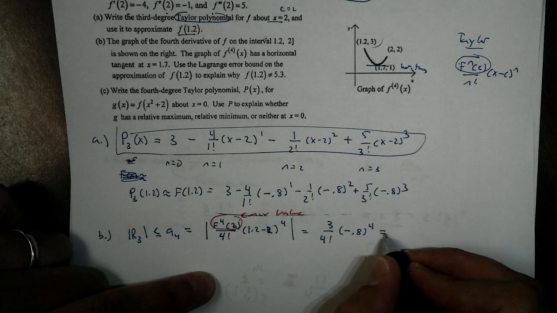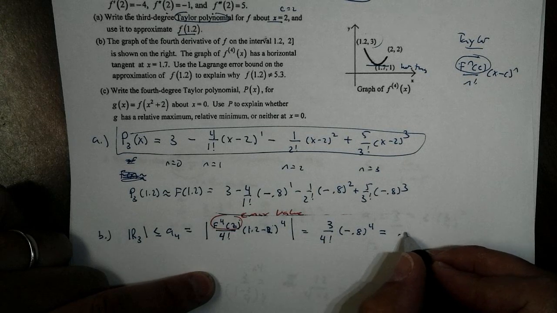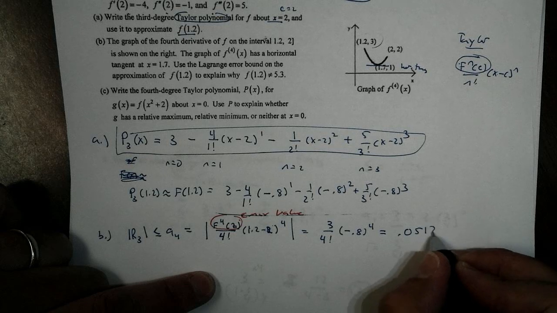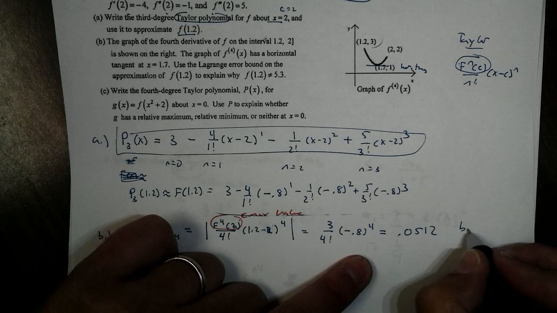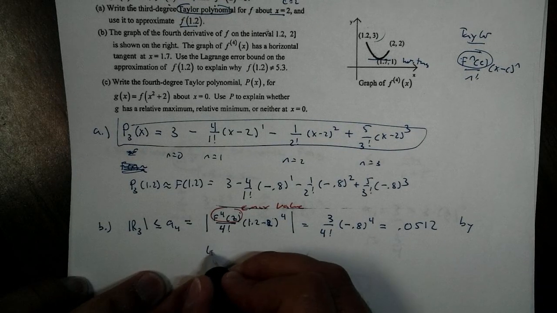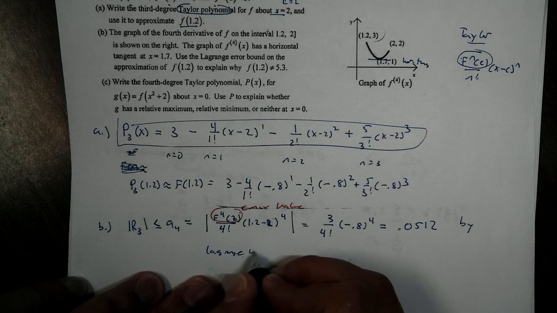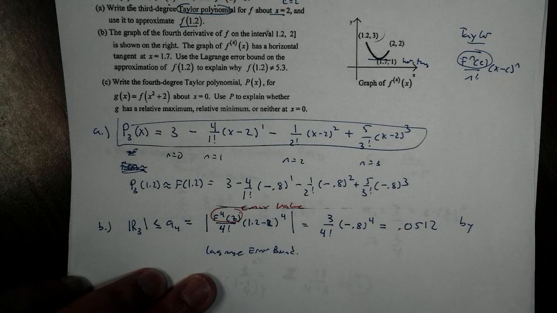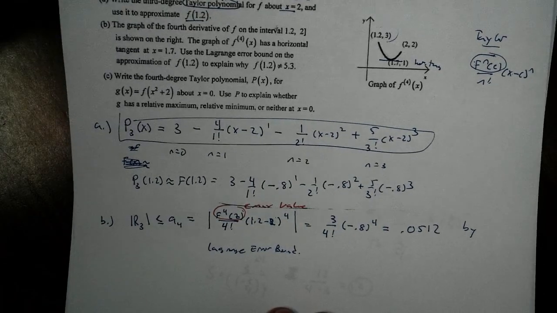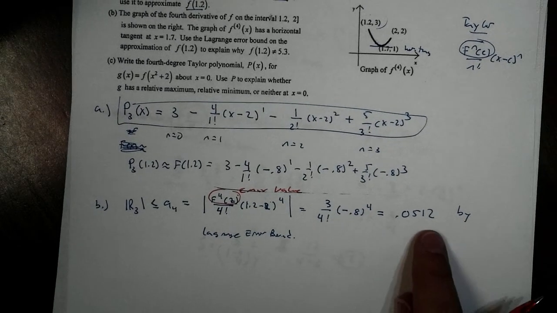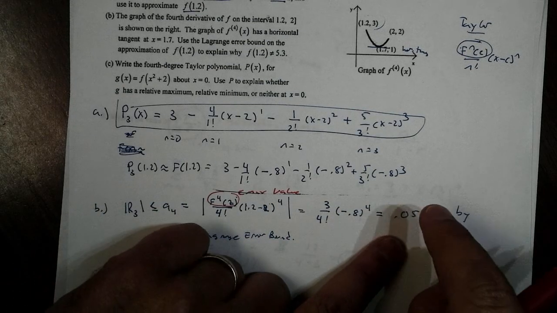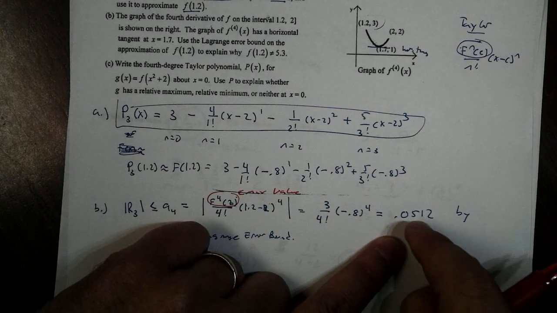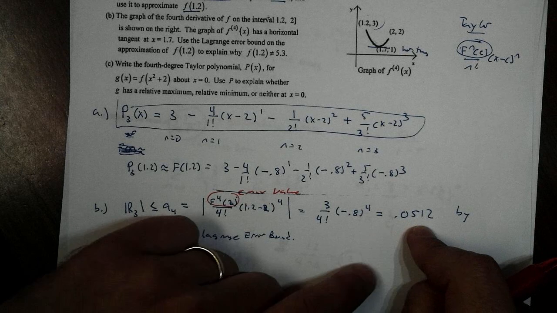Now I typed this in my calculator earlier, and we get 0.0512 by Lagrange error bound. Right there. Now, what does this tell us? Well, remember, what this 0.0512 tells us is that this is the maximum value that we could be off for our actual answer.